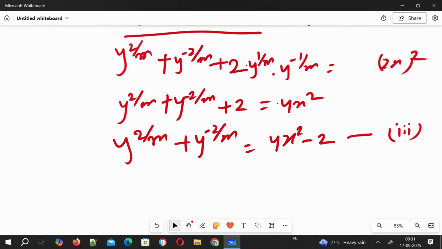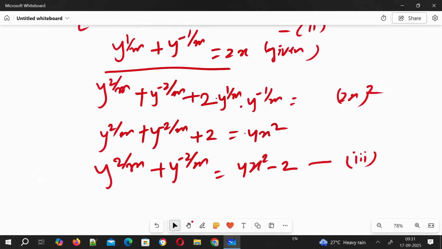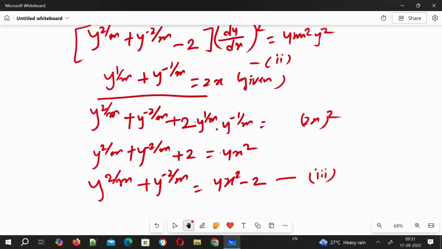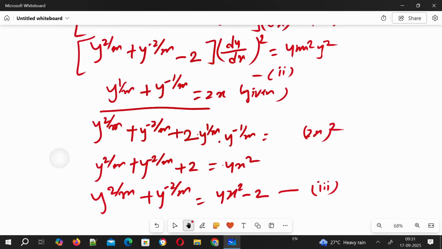So I hope this will be clear for all. Okay, how this will come. After this step we just need to put this equation in equation 2. So at the place of y to the power 2 by m plus y to the power minus 2 by m equal to 4x square, directly we put this one in equation 2.